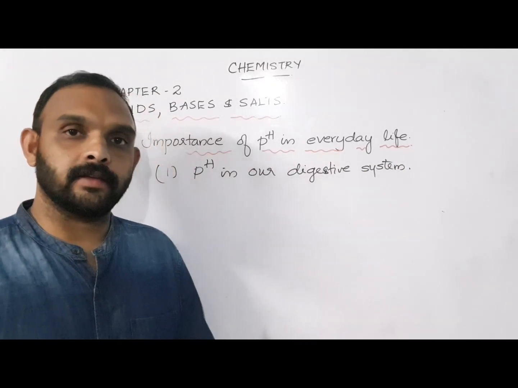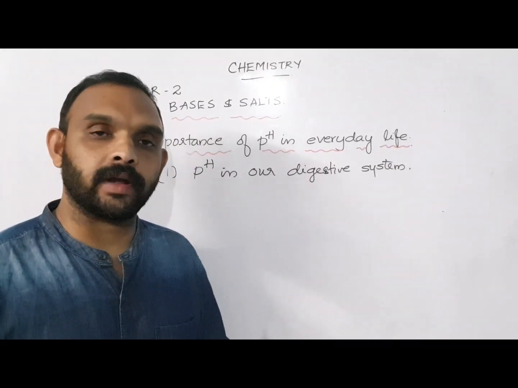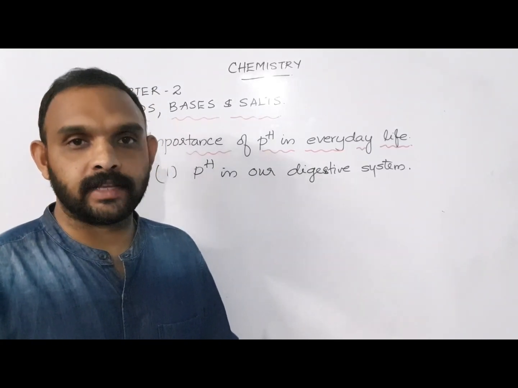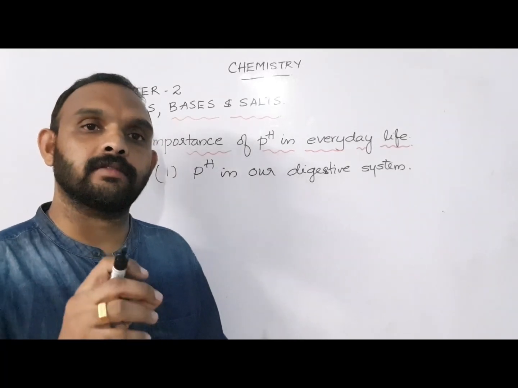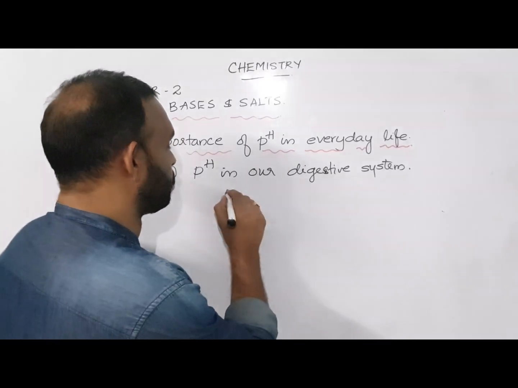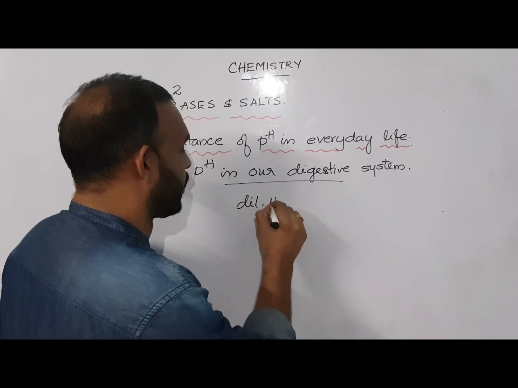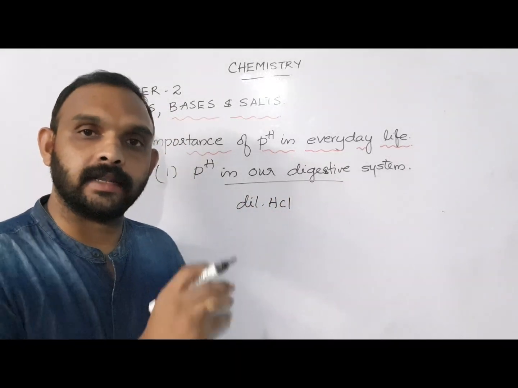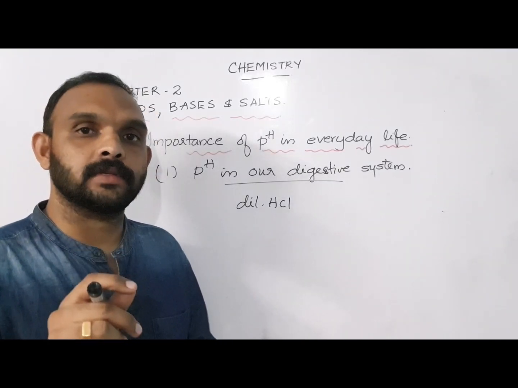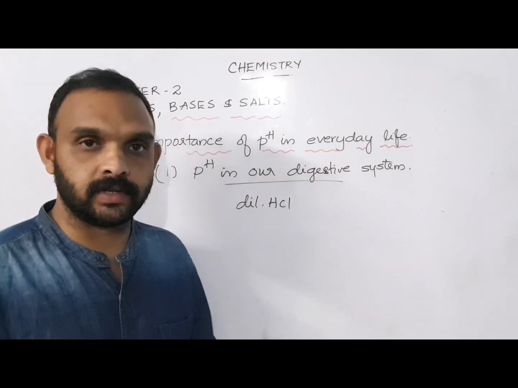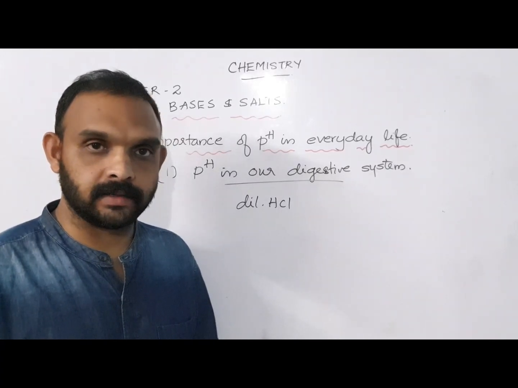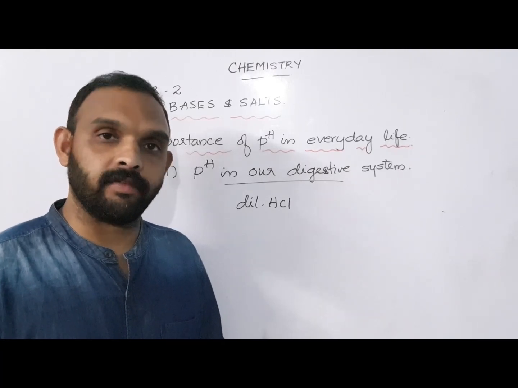We know that the food we eat is broken down into simpler substances and digested inside our stomach. And in our stomach there is an acid present. Which acid do you know? Dilute hydrochloric acid is present in our stomach, and this acid helps to digest the food we eat. Suppose the production of this acid is in excess. There may be many reasons for this; one reason may be overeating.